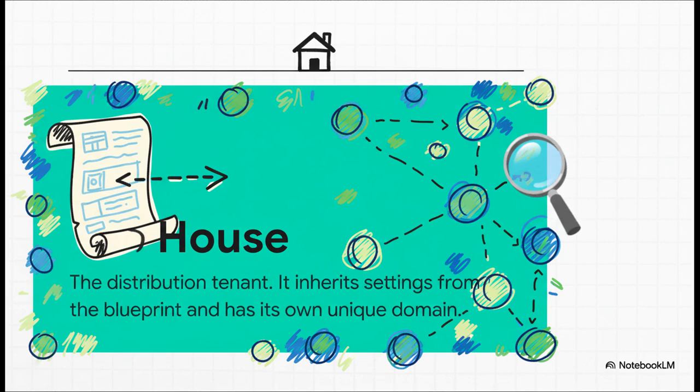This is what we call a distribution tenant. Every customer gets their own house. And because it's built from the blueprint, it inherits all those rules we just talked about. But it has its own unique street address, its own domain name, like customer1.myapp.com. This is the front door for that specific customer's content.